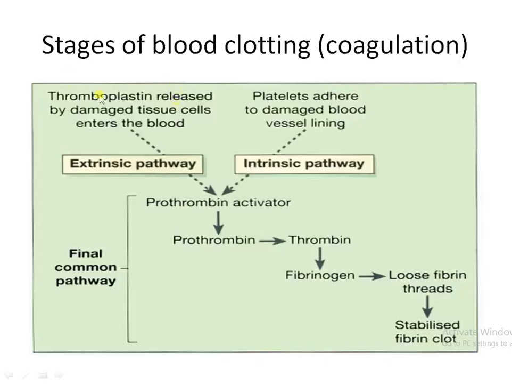Now look at this. Thromboplastin released by damaged tissue cells enters the blood, which activates the extrinsic pathway. Platelets adhere to the damaged blood vessel lining, which activates the intrinsic pathway, and due to this prothrombin activator converts prothrombin into thrombin and then fibrinogen into loose fibrin threads, which then lead to the formation of a stabilized fibrin clot.